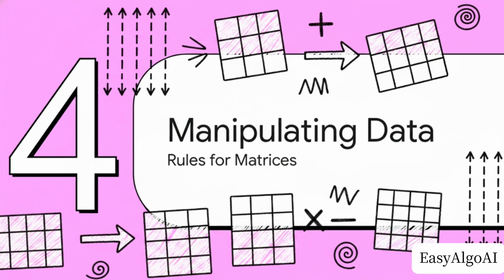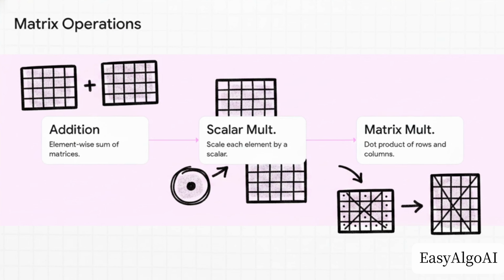Now for part four, manipulating the data. Let's look at the rules of the road for matrices. So to actually solve problems, we need a few specific mathematical rules to manipulate these matrices. Addition is super straightforward. You would literally just add the matrices together element by element, assuming they're the exact same size.